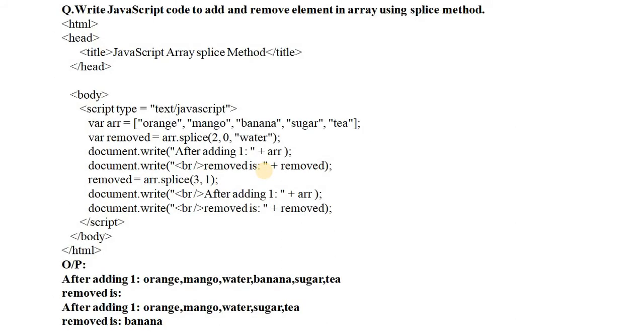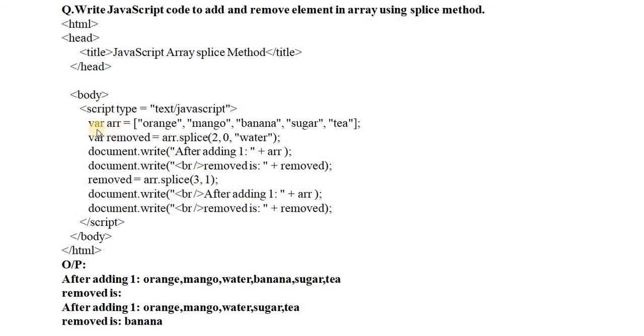Next is another example to add and remove elements in an array using the splice method. We can also add and remove elements in an array using the splice method. As usual, you take an HTML tag, head tag. In the head tag, we add a title tag. Here I am taking the title JavaScript array splice method, close the title tag and close the head tag. After that, we add a body tag, and in the body tag, we add a script tag, type equal to text/JavaScript. You can write the type and language of the script tag.